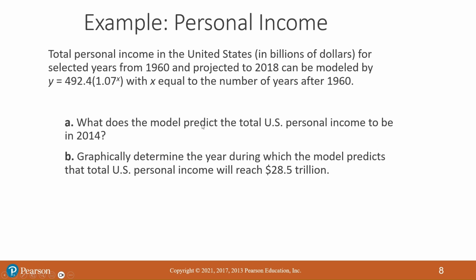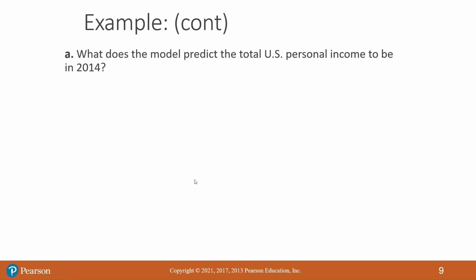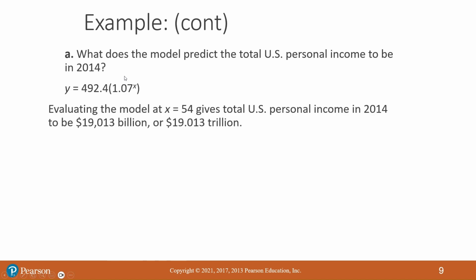We want to know, what does the model predict the total U.S. personal income to be in 2014? And we also want to graphically determine the year during which the model predicts the total U.S. personal income will reach 28.5 trillion. Now, starting with part A.